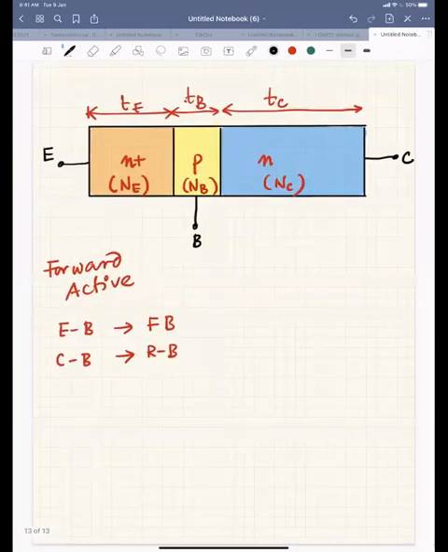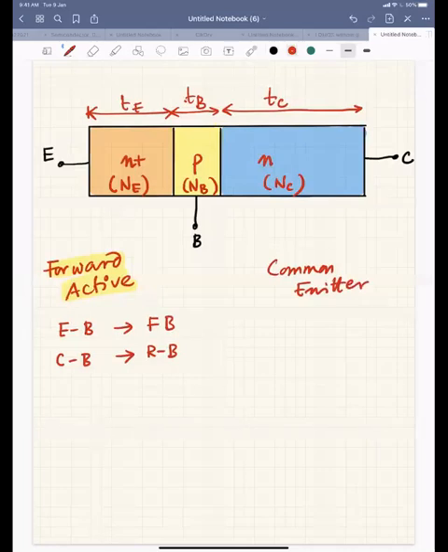I have only 5 minutes. All right. Now I'll talk about forward active. Let's discuss forward active, because forward active is the most common configuration. And let's talk about the common emitter configuration. So that means emitter is common.